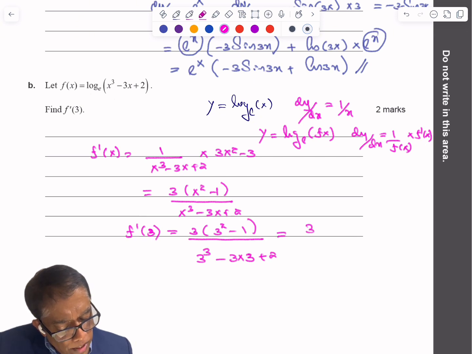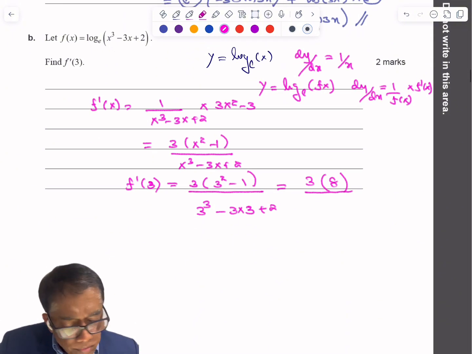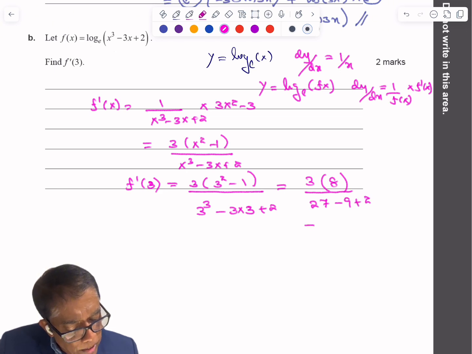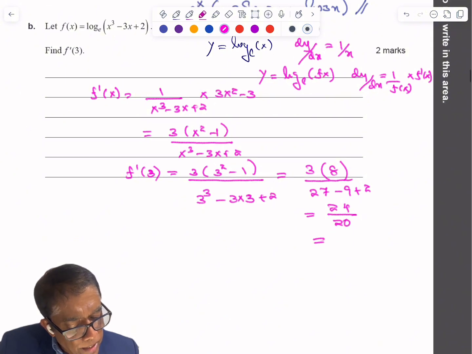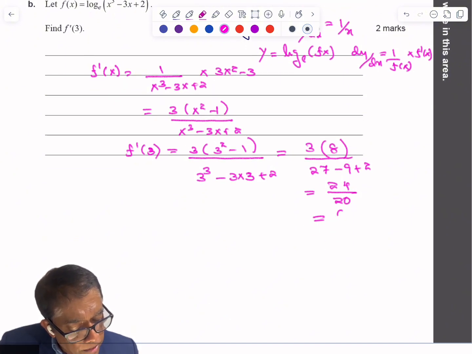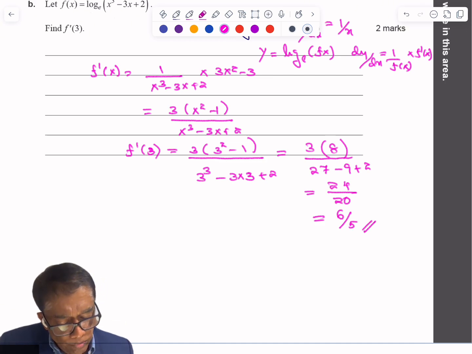3 times (9 minus 1) is 3 times 8, divided by 27 minus 9 plus 2. This is 24 divided by 20. What is it? 6 divided by 5. This is the answer.